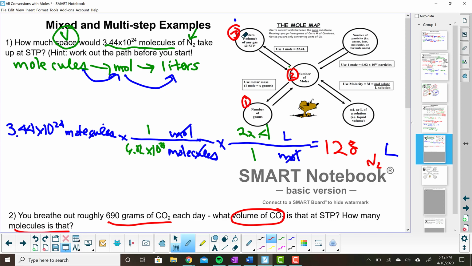But the question also asks how many molecules is that? Unfortunately, I cannot go from liters to molecules. That doesn't work. So I'm going to have to go from grams to moles, and then from moles to particles. So I sort of have two steps. I have like a diverging path, a fork in the road. I'm going to go both ways.